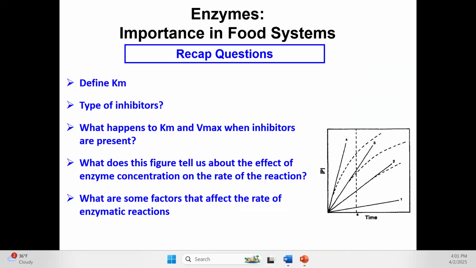We defined Km, types of inhibitors. So also you want to remember the differences. We have irreversible inhibitors and reversible inhibitors. Under reversible inhibitors, we talked about competitive inhibitors, non-competitive, and you like that very much, uncompetitive inhibition. So also remember the difference between those three.